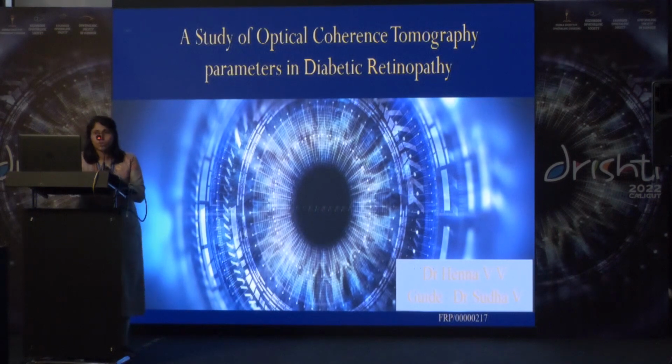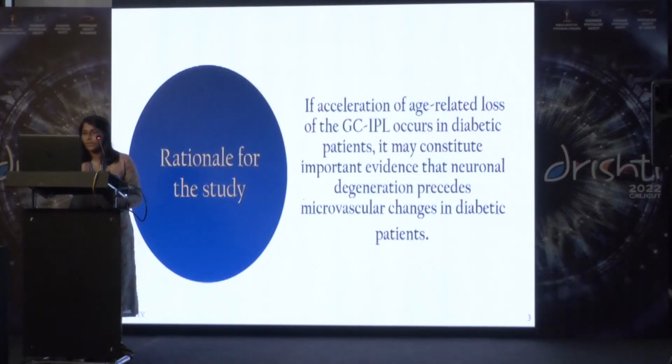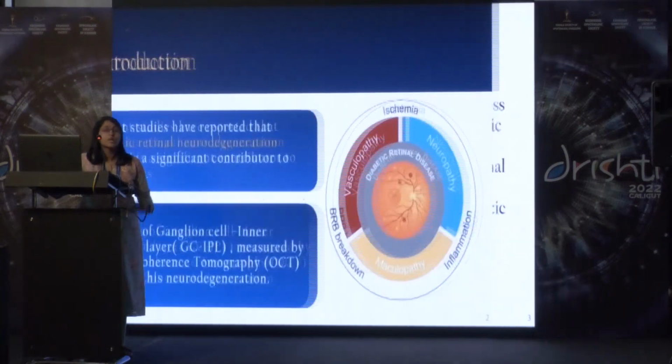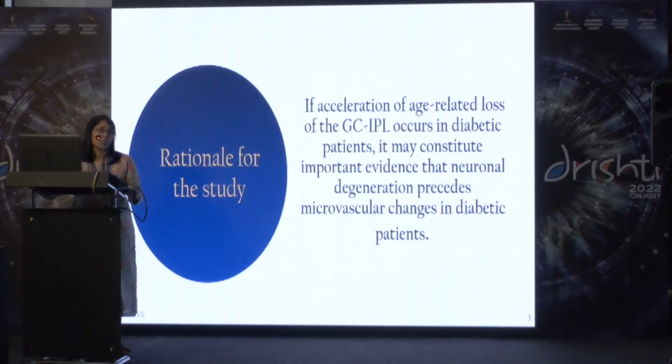Today I'll be talking about my study. It's a study of optical coherence tomography parameters in diabetic retinopathy. There is an emerging body of evidence which suggests that diabetic retinal neurodegeneration precedes microvascular complications in diabetes, and it can be quantified by measuring the retinal layer thickness.